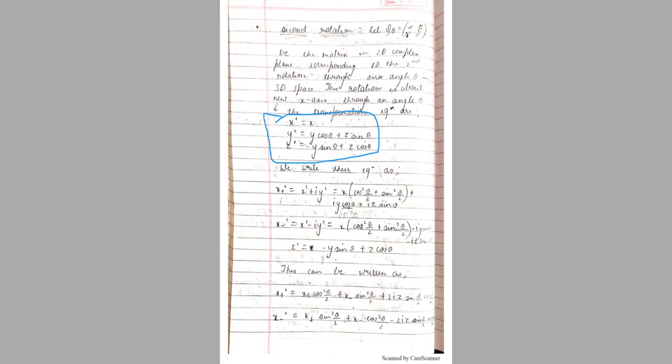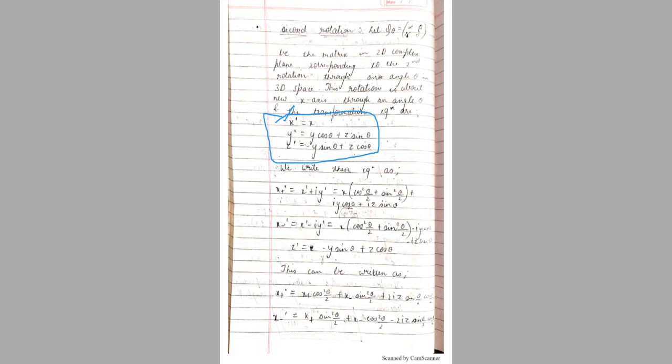Since I am rotating about the x axis, the x coordinate will not change. Similarly, all the things that I have done previously in the first rotation, I will repeat here. Since I know that x plus dash is given by x dash plus i y dash, I will replace this. I know that x dash is given by x and y dash is given by y cos theta plus z sine theta. Now we know that cos square theta by 2 plus sine square theta by 2 is 1.